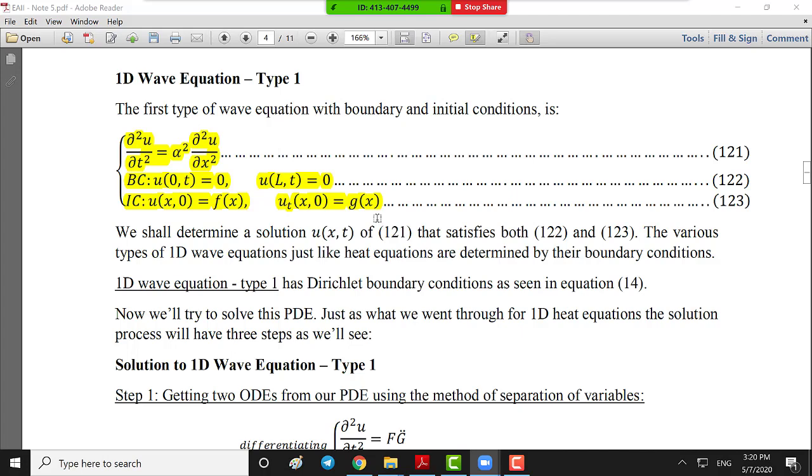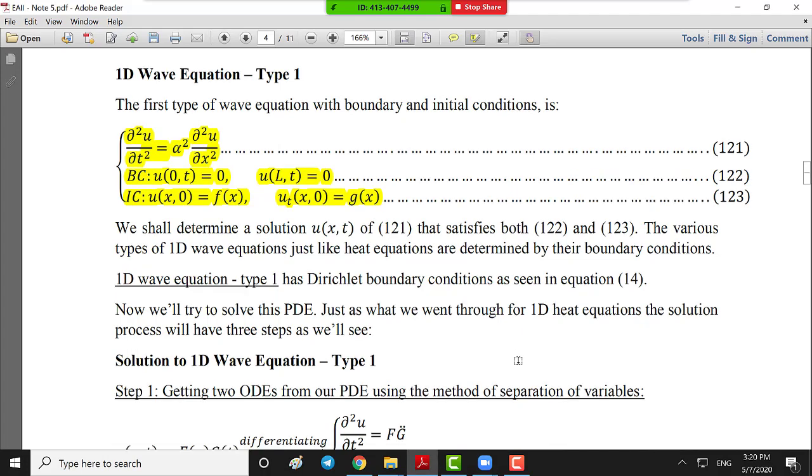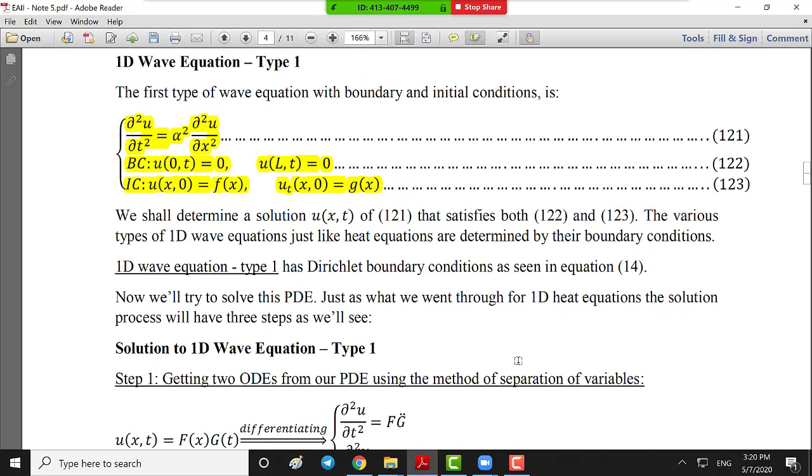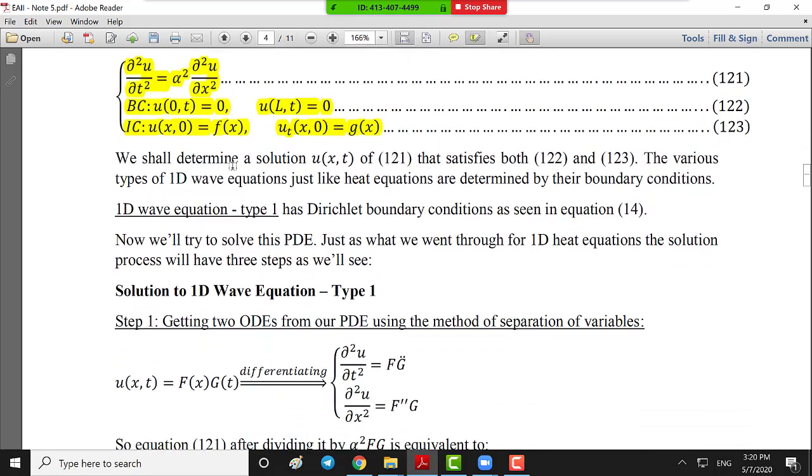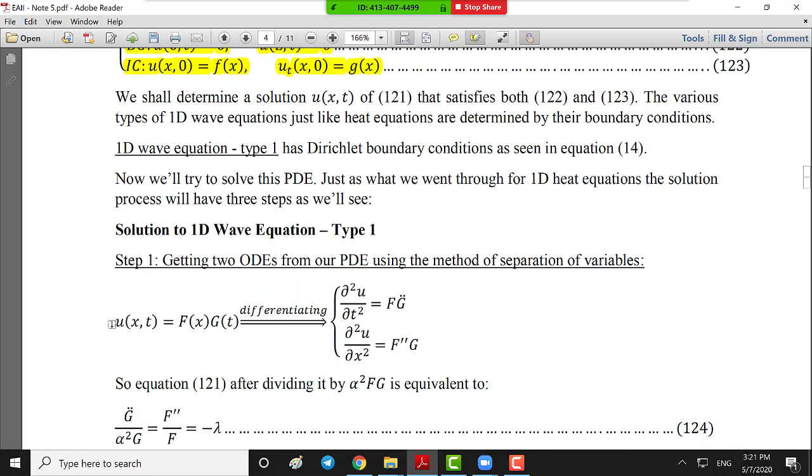Now, let's go ahead and try to solve it. Here also, the method that we choose to solve this PDE is the method of separation of variables. So just like the heat PDEs that you saw, for wave PDEs also, we start by assuming that the function that we're looking for can be written in the form of the multiplication of a function depending only on x and another function depending only on t.